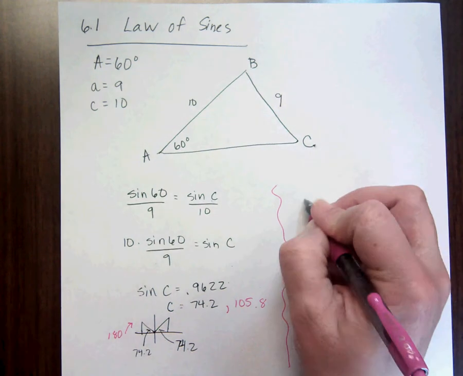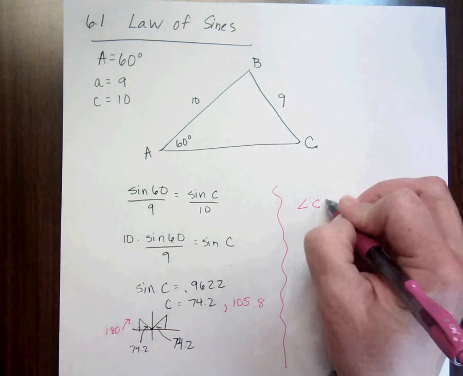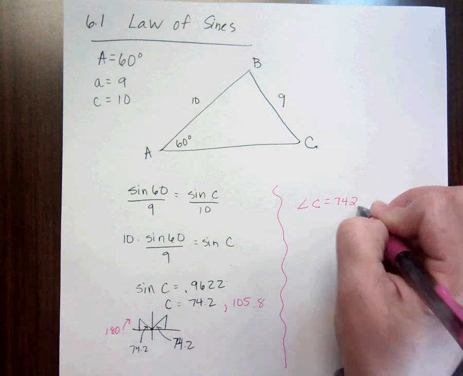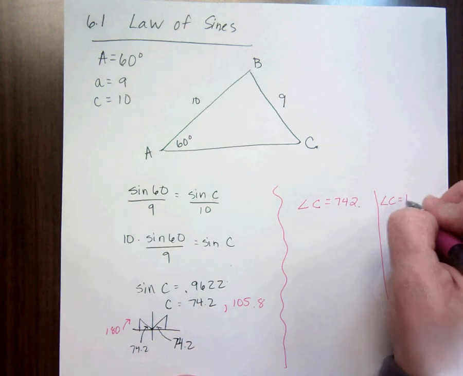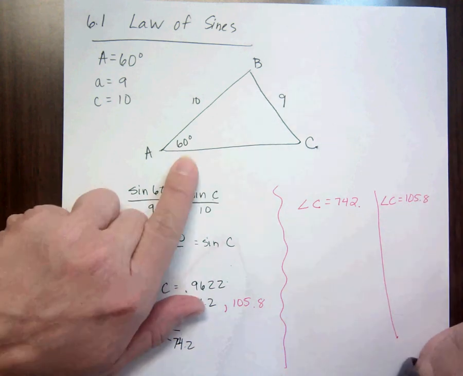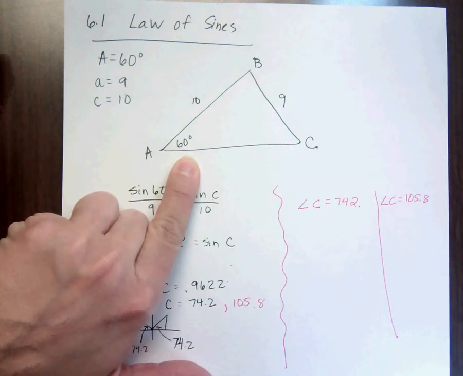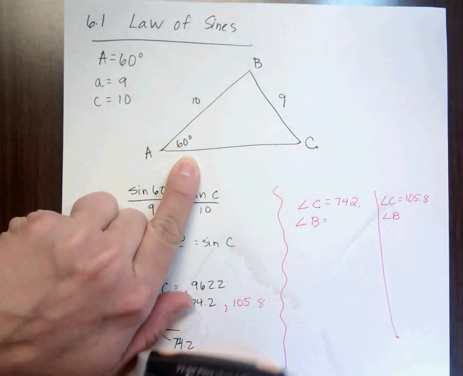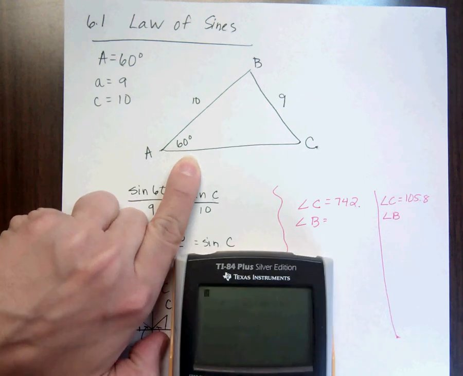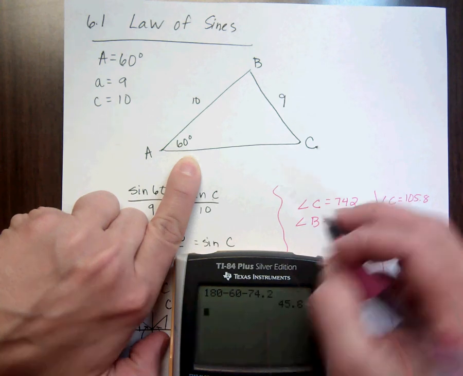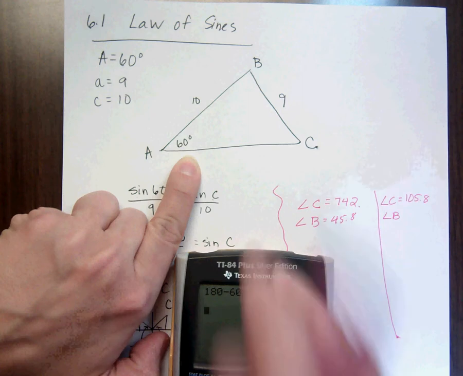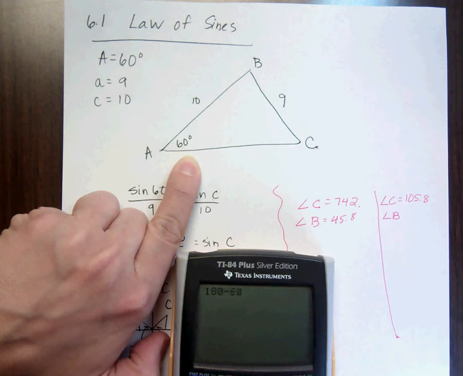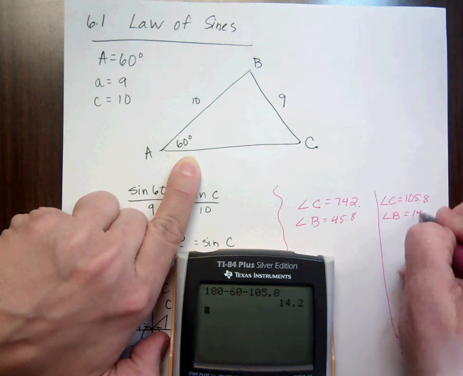At that point then, option 1 is where angle C is 74.2. Or option 2 is where angle C is 105.8. Now either way, angle A is 60. So at this point then, I can subtract and get angle B. So if A is 60 and C is 74.2, then B has to be 45.8. Or if A is 60 and C is 105.8, then B has to be 14.2.